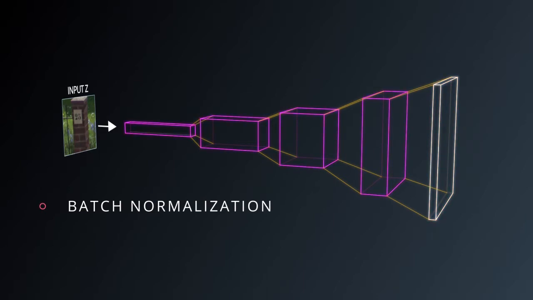Batch normalization scales the layer inputs to have a mean of 0 and variance of 1. This helps the network train faster and reduces problems due to poor parameter initialization. We'll cover batch normalization more later on.